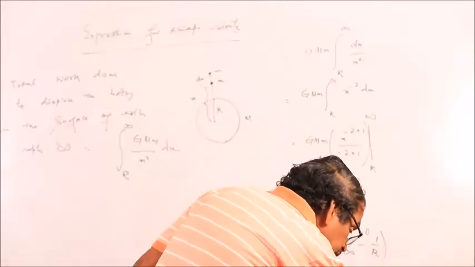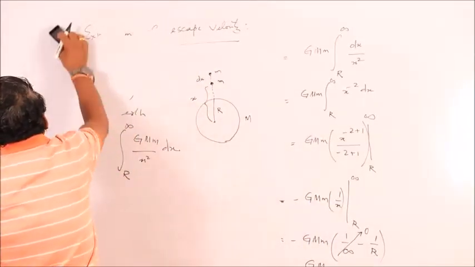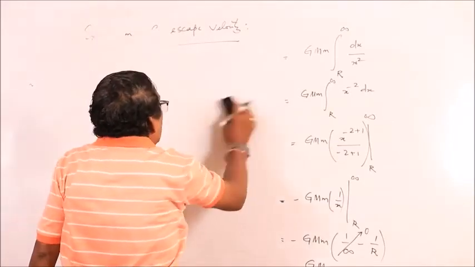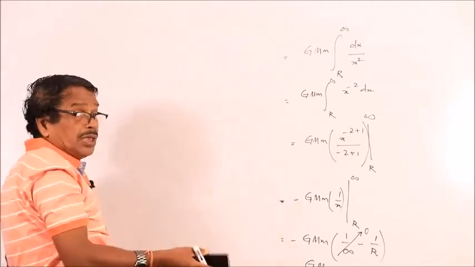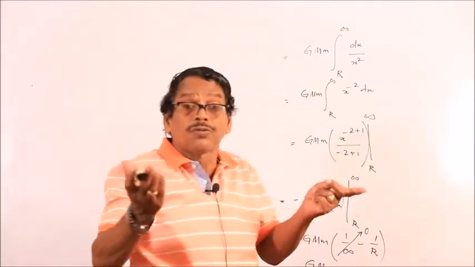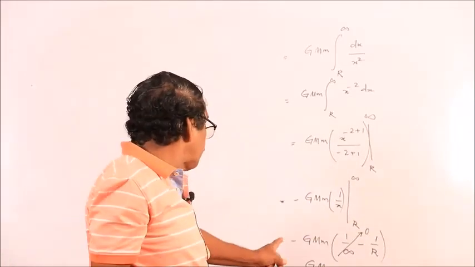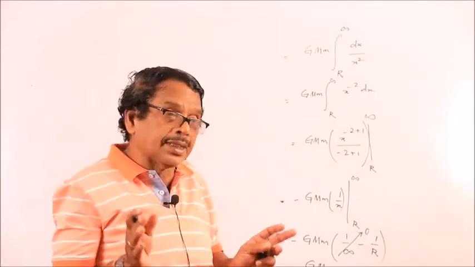If this much energy can be imparted to the body at the time of projection, then the body can do work up to infinity. When the body is capable of doing work up to infinity, it will escape the gravitational pull of earth. So, how do we impart this much energy at the time of projection? We will give it in the form of kinetic energy.